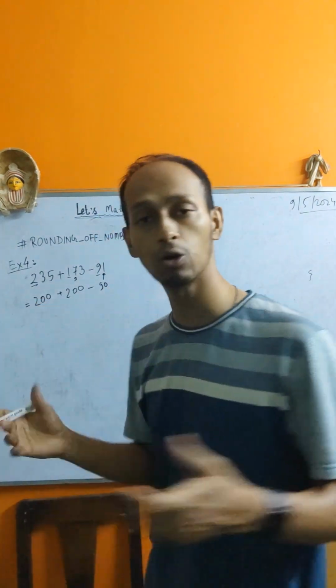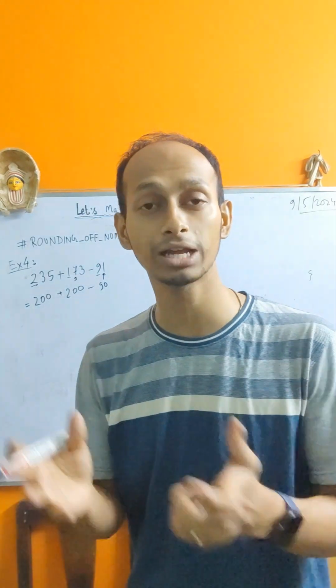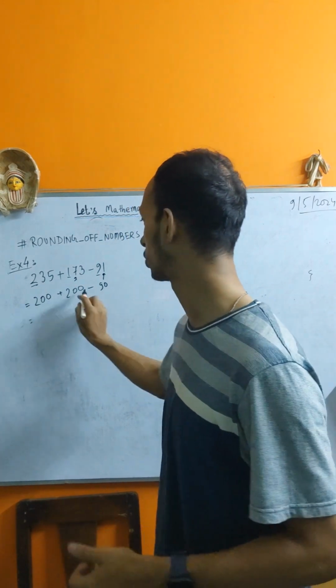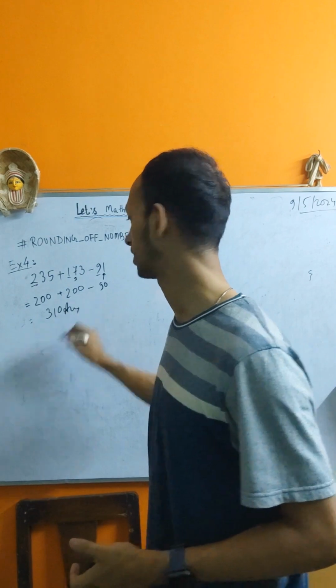Once all the rounding off is done, as per the direction, first estimate the numbers to their greatest place and then do the operation. Now we can do the operation. 200 plus 200 is 400. 400 minus 90 is 310, which is our final answer.